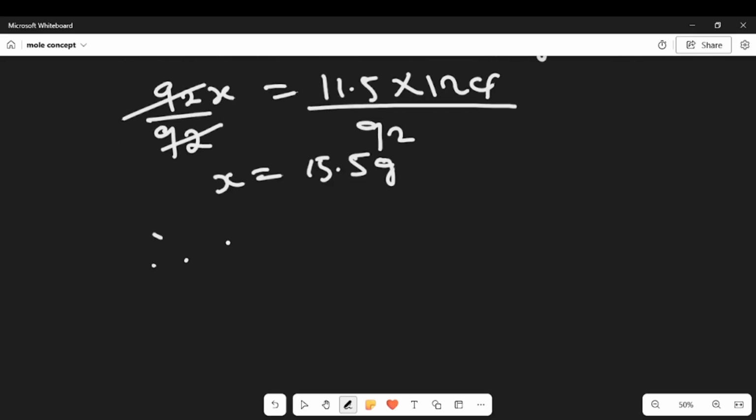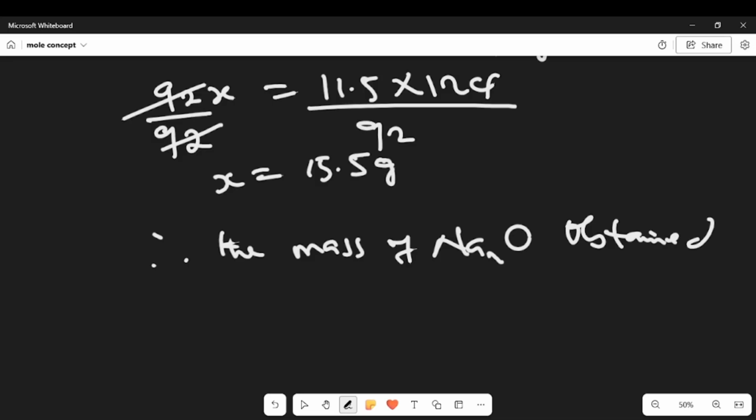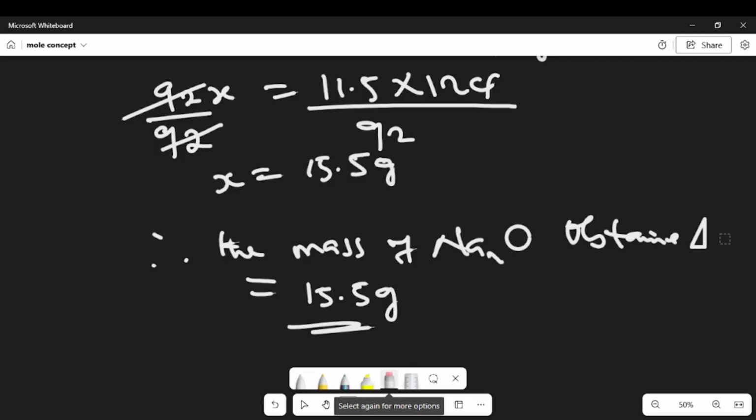Therefore, the mass of Na2O obtained is 15.5 grams. All right. So let me clean this. All right. So that is how to solve it.